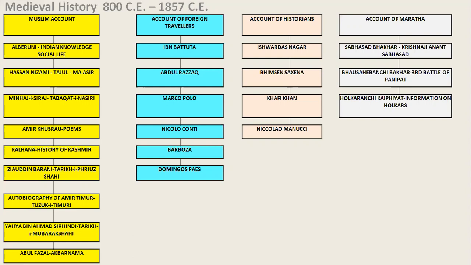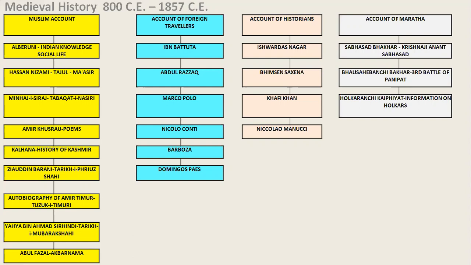But the Muslim scholars had one drawback in their writings. These Muslim scholars and historians mostly used to write about great things achieved by the kings to show their loyalty to the kings.